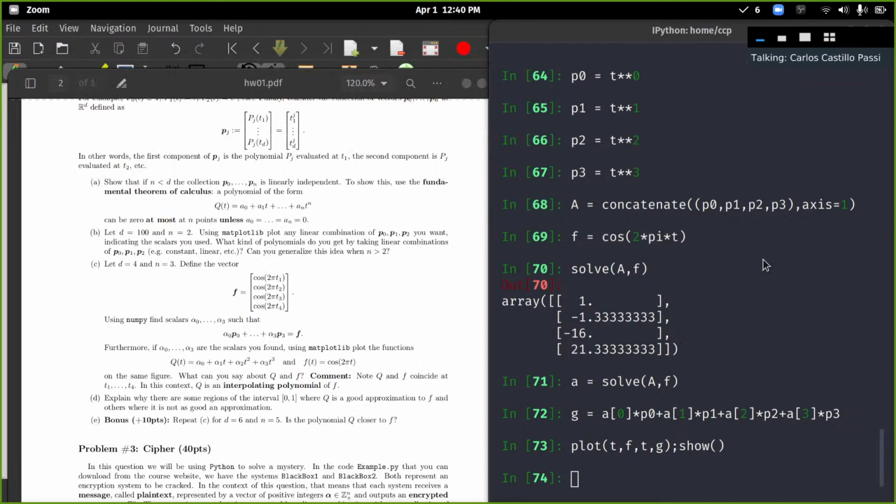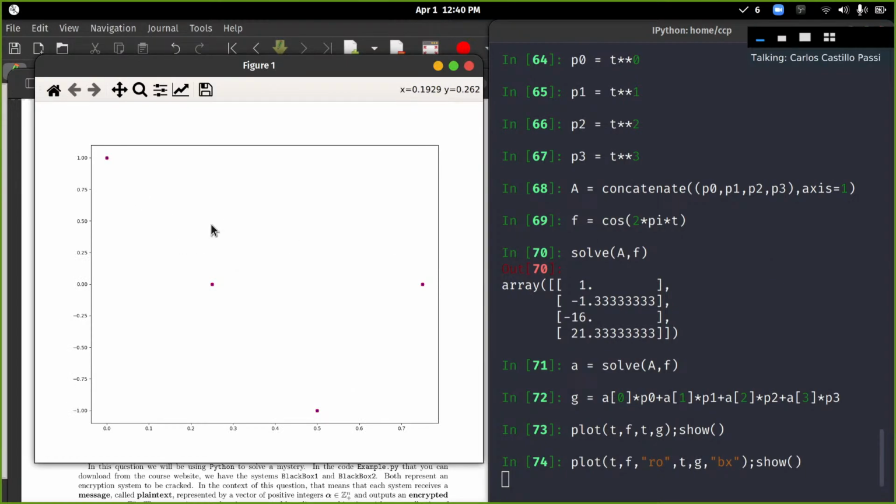So they are basically the same. Maybe I will change the style. So the first one will be a red O, and the second one will be a blue X, like that. So as you can see, the blue is our solution, and the red one is the original vector f, and they are exactly the same. Any questions about this?